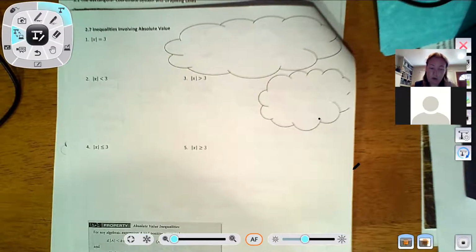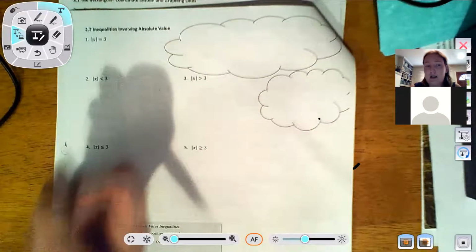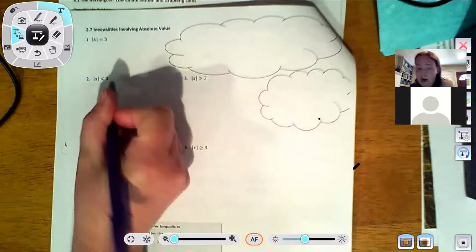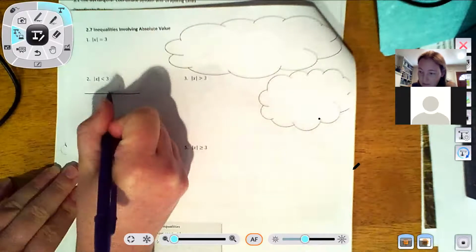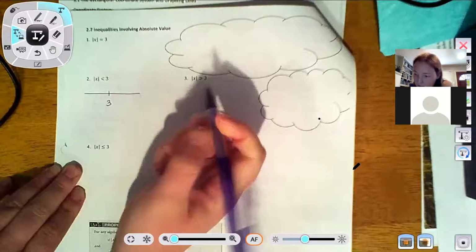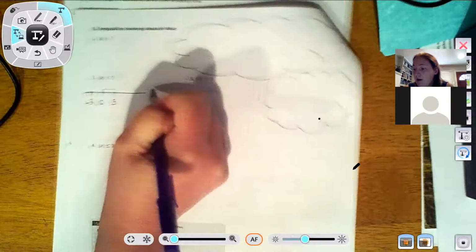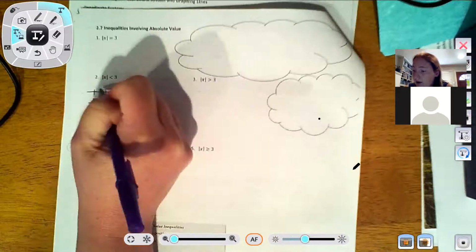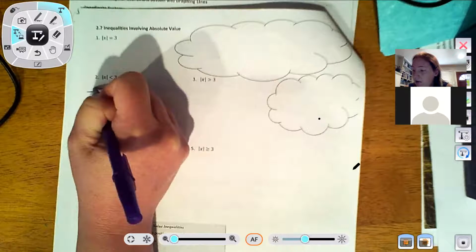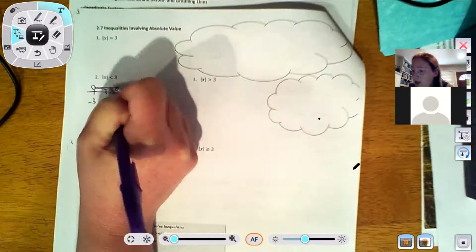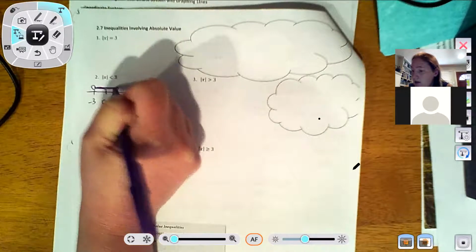So when we do the inequality, there's lots of things that have a distance that is less than 3. So if I think about a number line, the distance being less than 3 from 0, I could go all the way out here. I can't go any further. And I can go all the way down here. That's a distance of 3 away, and I can't go any further. And I didn't want to have it equal, so I have those open dots.